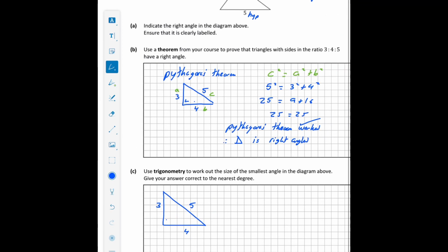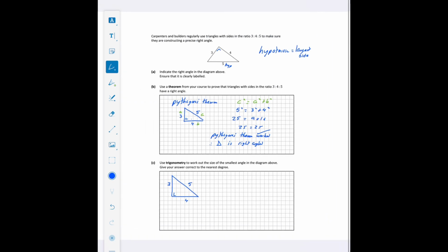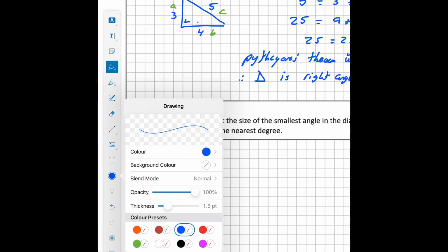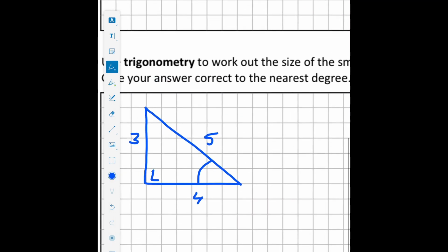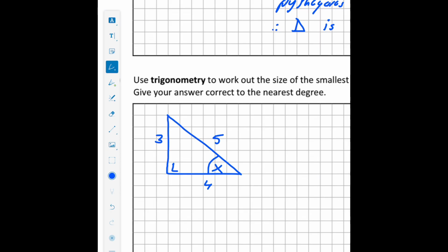Okay, so we're looking for the smallest angle. We set up earlier that the hypotenuse is the longest side and it's always opposite the right angle. So basically the biggest side is opposite the biggest angle and the smallest side is opposite the smallest angle. My smallest side is 3, so the angle we're going to be looking for is this one here. We're going to call it x.